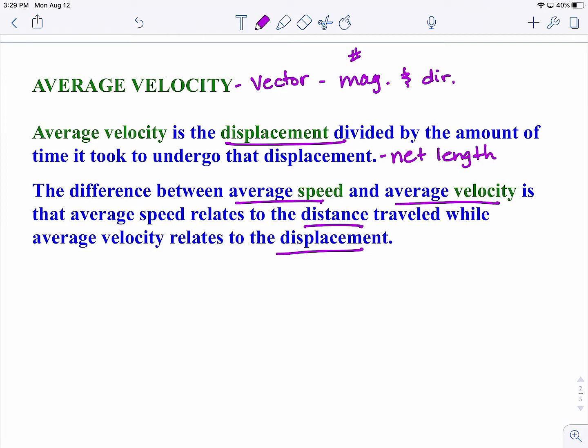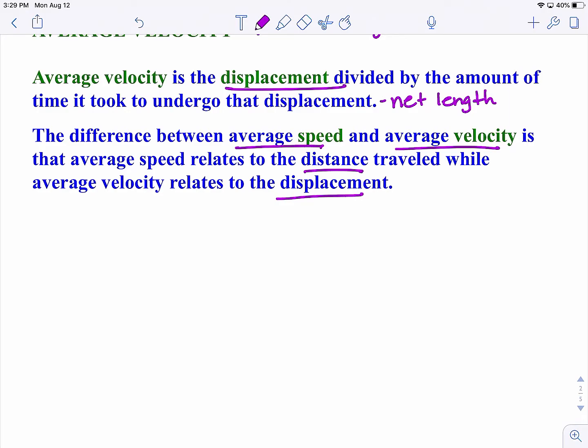And remember, there's a couple ways to determine displacement. Displacement is the final position minus the initial position, or displacement is the vector sum of all the individual displacements, something that looks kind of like this. So there's kind of two ways to determine displacement.